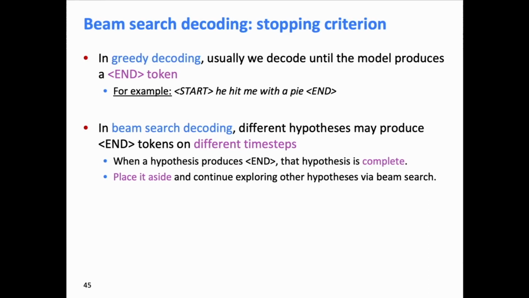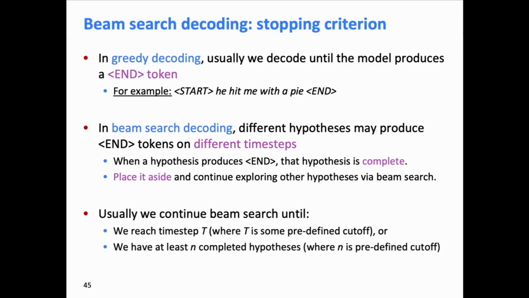So what we do in practice is when a hypothesis produces the end token, then we regard this hypothesis as complete, and we kind of place it aside. We have a collection of completed hypotheses. So we kind of take it out of beam search. We no longer keep exploring it because it's finished, and we place it aside. And you continue exploring other hypotheses with beam search. So the remaining question is, when do you stop doing beam search? When do you stop iterating through this algorithm?